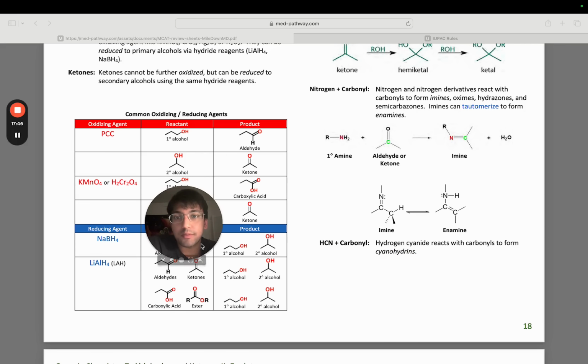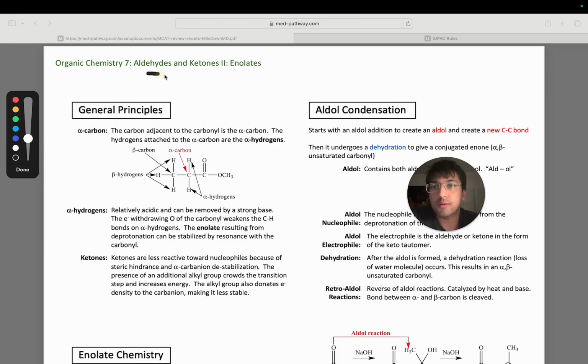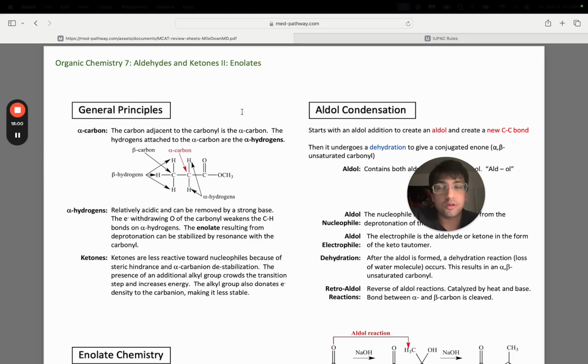I wouldn't worry about that. Okay, now we're moving on to more aldehydes and ketones. Again, this is all really high yield. You'll get at least 1 or 2 reactions on your MCAT chemistry section in which you have these reactions going on. So we're going to go over more general principles right here.